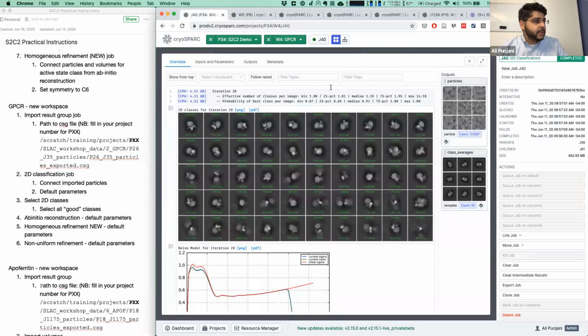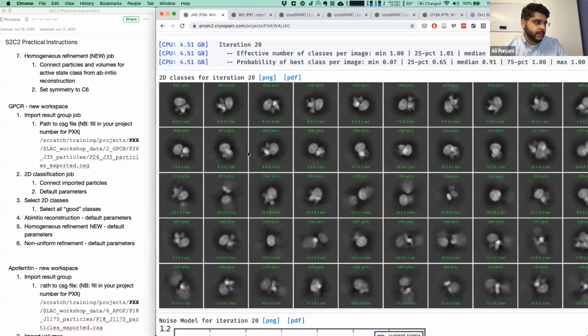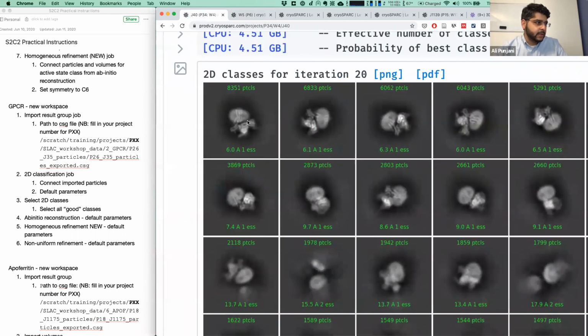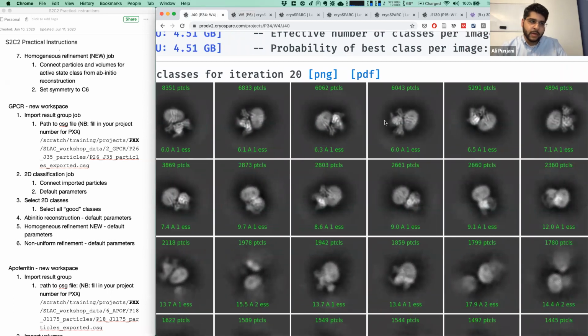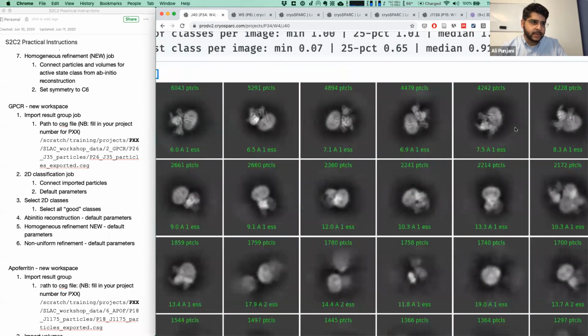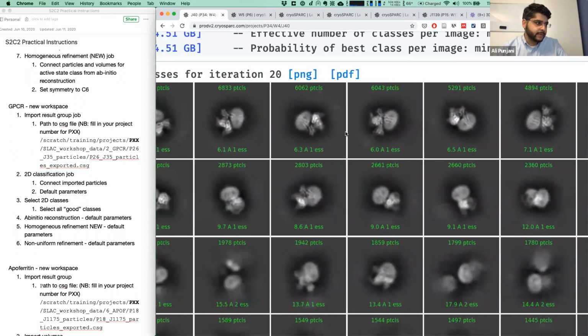So our 2D classification job yields some 2D classes. And if we zoom in here, we can see that there are some great side views where we can see directly the secondary structure down to transmembrane helices in our GPCR complex from a lot of side views that are maybe slightly different viewing directions, but not very different from each other.